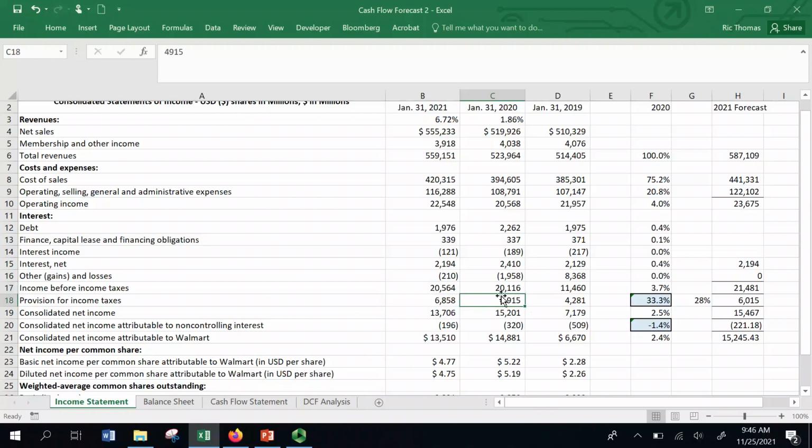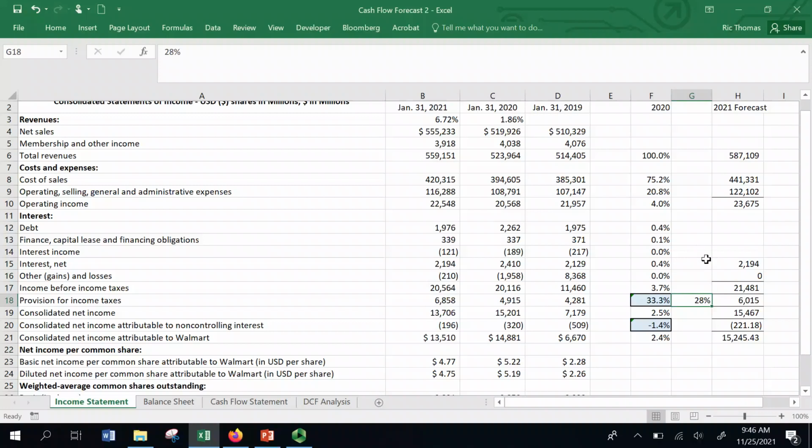So their effective tax rate has changed, not because of a change in tax laws during these years, because the tax laws didn't change during this time period, but it could be they had deferred income taxes that they were paying, who knows what. I'm using a number of 28%. I also happen to know that the U.S. corporate income tax as of this time is 21%.